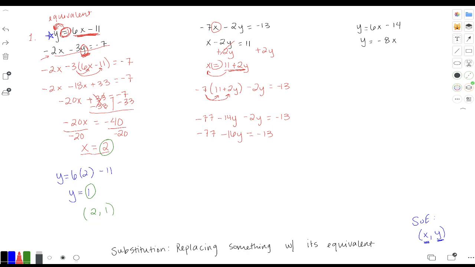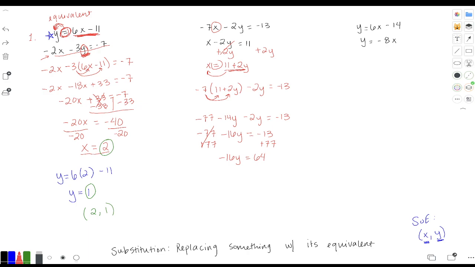So let's start by doing our opposite operations to isolate this y. We're going to start with the addition and subtraction. We're going to add 77 to this side. That's going to cancel out. And remember, we have to do it to both sides. So that's going to leave us with negative 16y equals positive 64, because negative 13 plus positive 77 comes out to a positive 64.